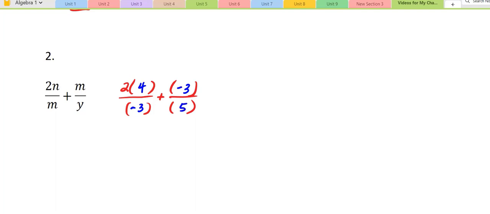Okay, so let's go ahead and see what we have. Now, on this one, I have a fraction added to a fraction. So the operation here, addition, is going to happen as soon as I get these fractions simplified. Well, I notice that this is 2 times 4, so I need to multiply that together first. So this is going to be 8 over -3 plus -3 over 5. Okay, and now I'm ready to do the operation of addition.